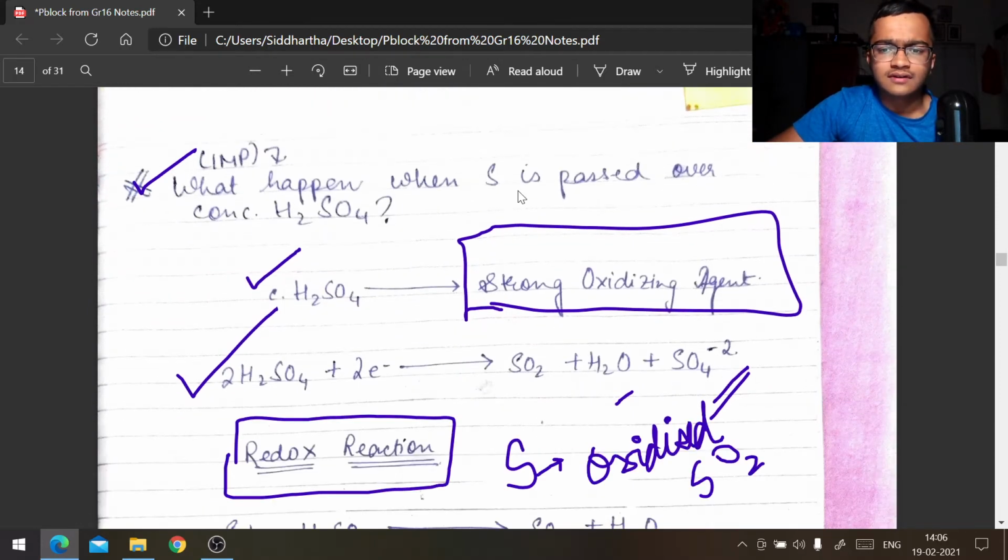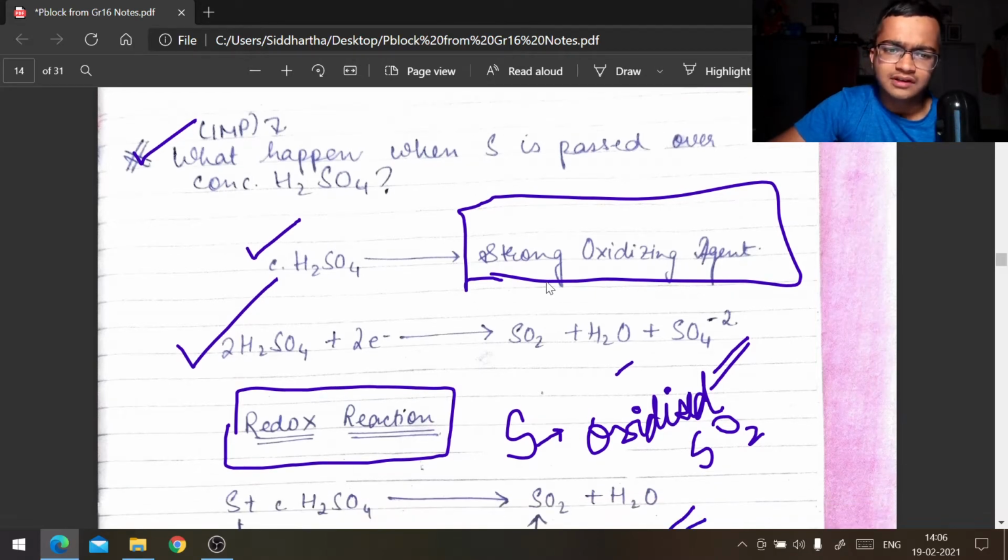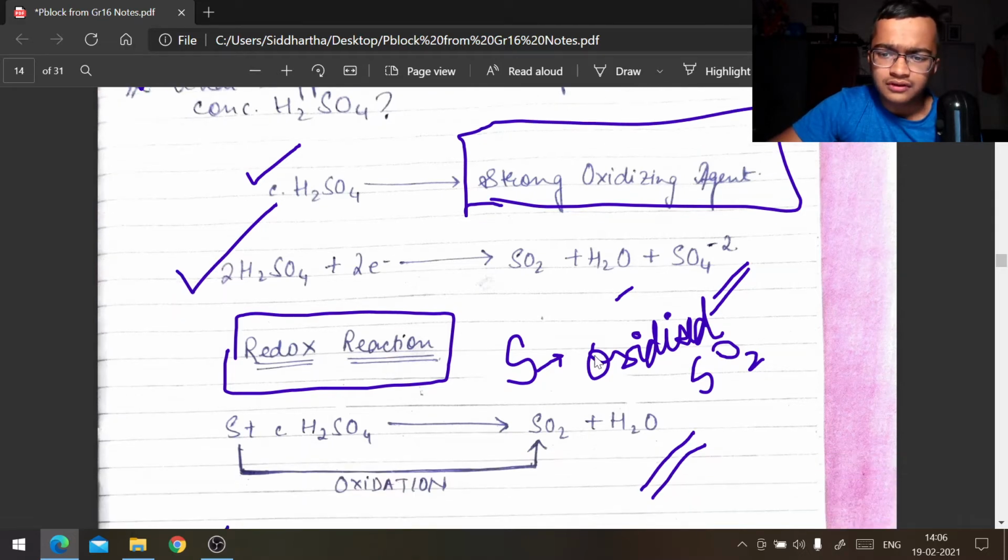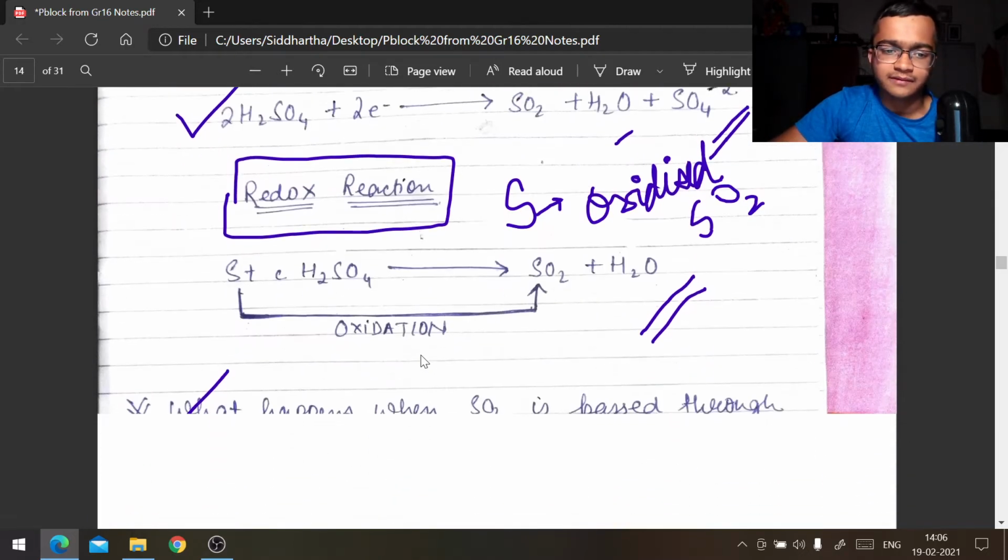Now what happens when sulfur is passed over concentrated sulfuric acid? You have to remember that concentrated sulfuric acid is a strong oxidizing agent. It oxidizes sulfur to SO2. This is the reaction I have already mentioned.